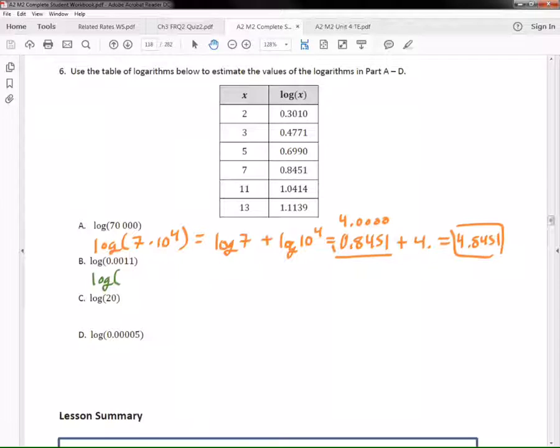How would you rewrite 0.0011? We can rewrite this 0.0011 by going 11 times 10 to the what power? Oops, I don't want to write the X, I want to do that. Times 10 to the negative 4. So this one's negative 4. Alright.